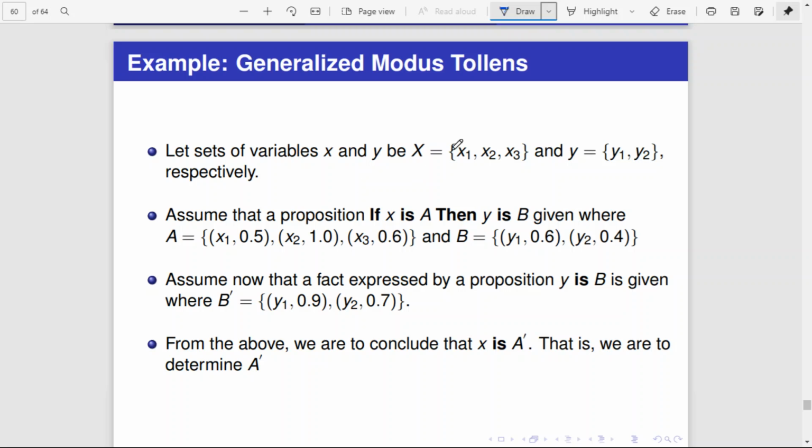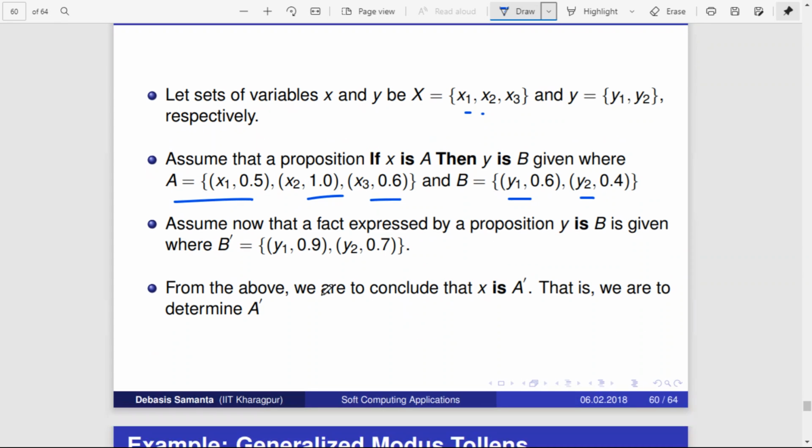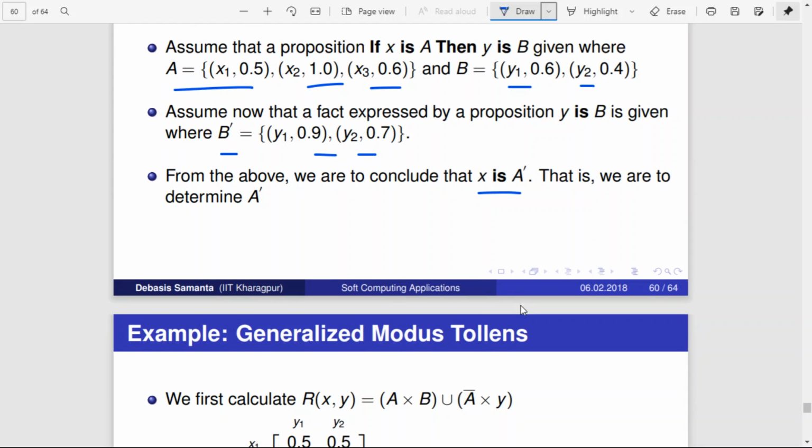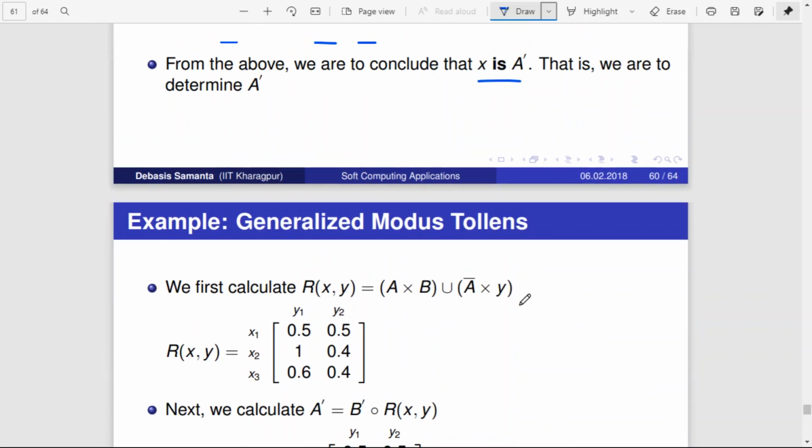So again let us consider these sets: X as x1, x2, x3 and Y as y1, y2. And A is given like this: x1 0.5, x2 1 and x3 0.6, and B is given like this: y1 0.6 and y2 0.4. And B dash is given something like this: y1 0.9 and y2 0.7. Okay, so now from this we can infer that x is A dash. So for that, again we have to calculate R.